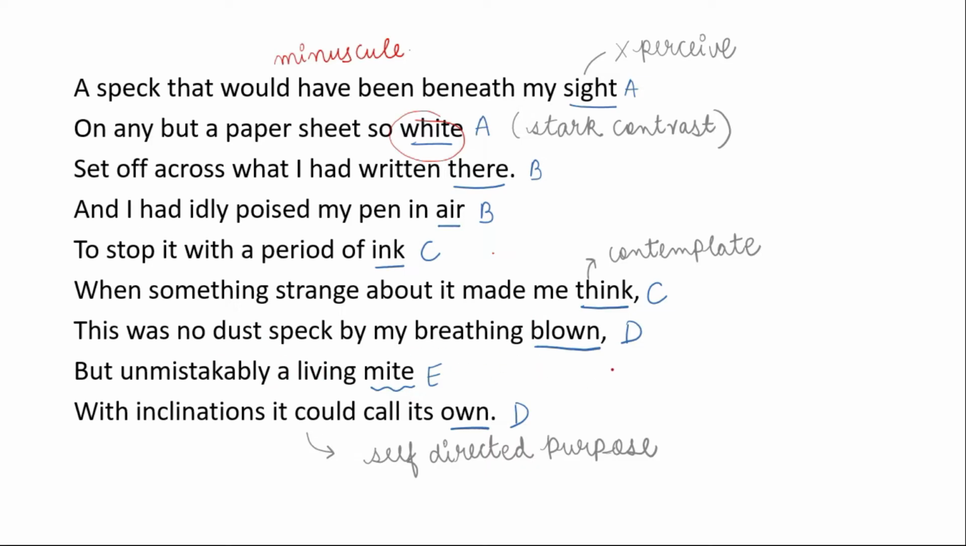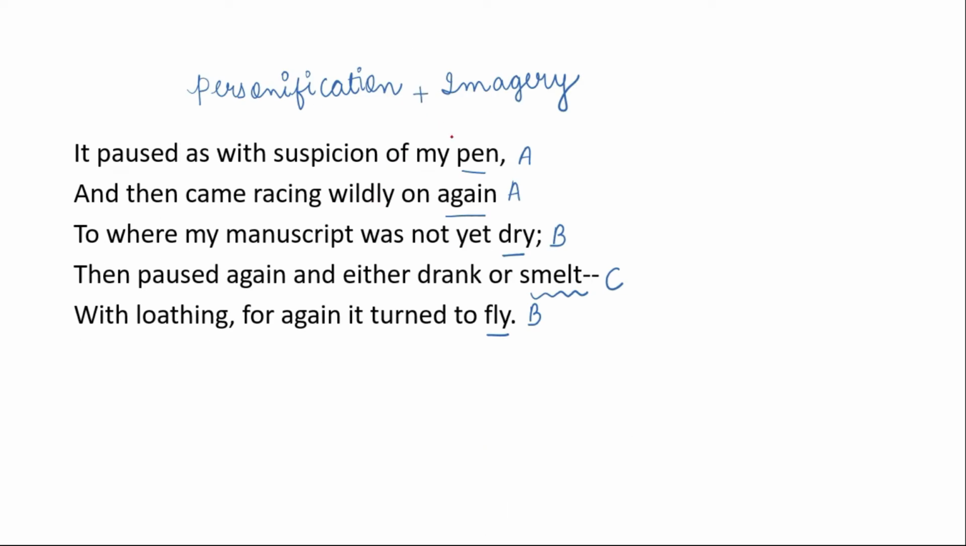So he's saying, obviously, it's a living mind that was traversing through his page, moving in a self-directed way. He was saying it was not aimlessly moving around, but going with some purpose. In the next few lines, we can see an AABCD type of rhyming scheme, and here personification and imagery are used, where person-like traits are used to describe the mite.